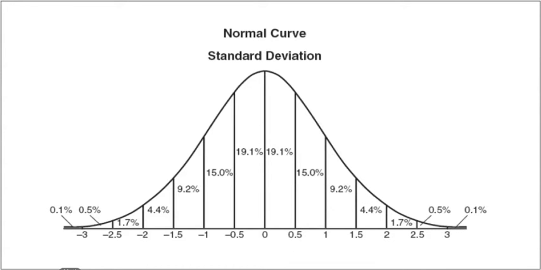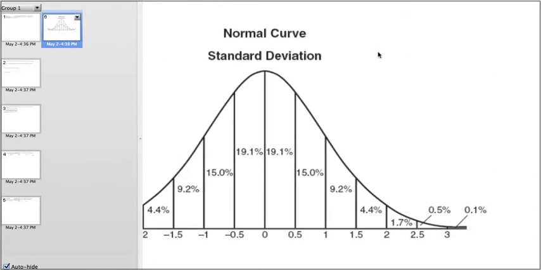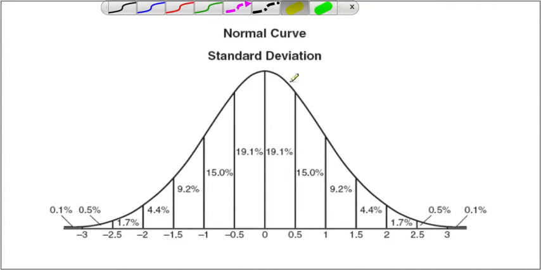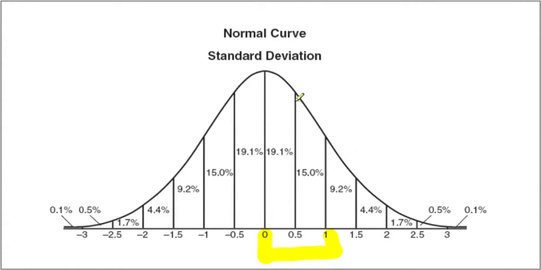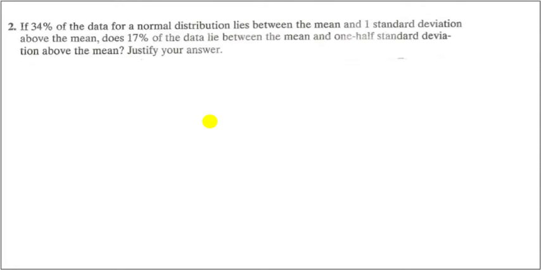Alright, so first, 34% of the data of the normal distribution lies between the mean and one standard deviation above the mean. Now, what does that mean? It simply means we are looking at this section from here to here. That means we are looking at this box and this box together. Obviously, when you add up 19.1 and 15, it becomes 34.1%. So when you approximate it, we'll end up getting something that was described over here.